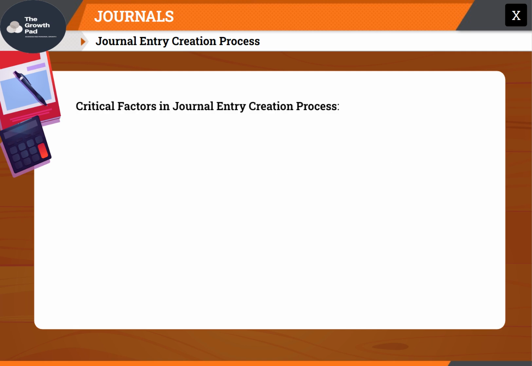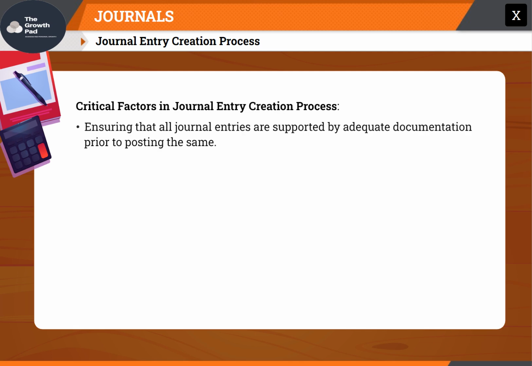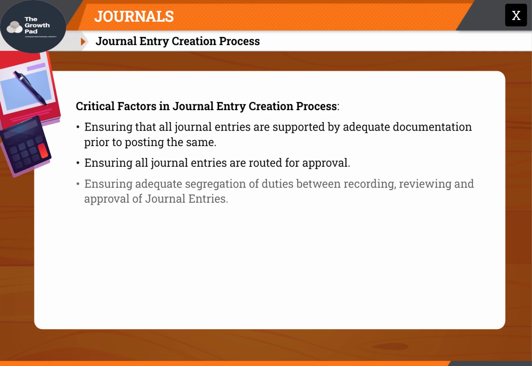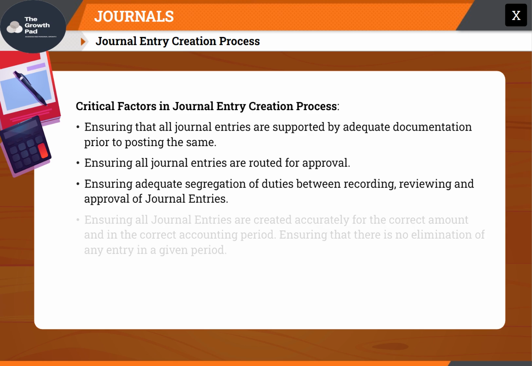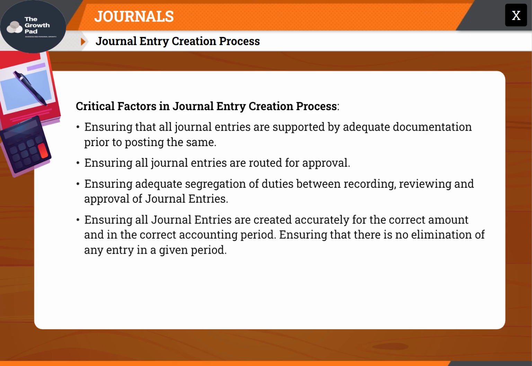Critical factors in journal entry creation process. Ensuring that all journal entries are supported by adequate documentation prior to posting the same. Ensuring all journal entries are routed for approval. Ensuring adequate segregation of duties between recording, reviewing and approval of journal entries. Ensuring all journal entries are created accurately for the correct amount, and in the correct accounting period.